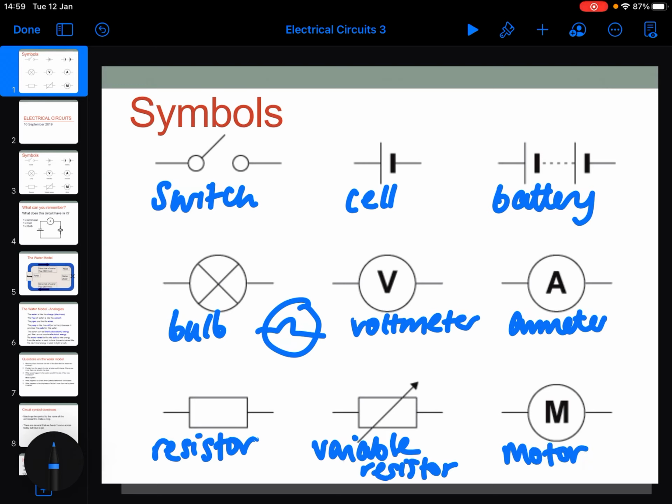So let's look at the water model. Here we have a model, and I'm going to tell you some facts about it and how it relates to our electricity topic.